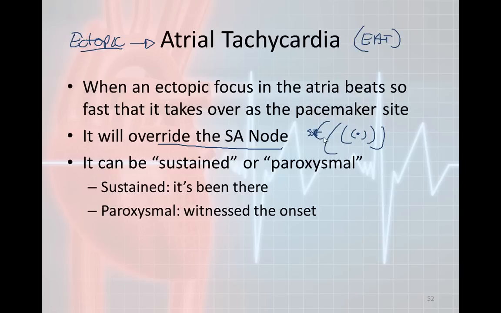Now, atrial tachycardias can be classified into either sustained ATAC or paroxysmal ATAC. Sustained means that it's been there and it's continuing. Paroxysmal either means you witness the onset or you witness the termination of the rhythm. It's considered paroxysmal. It comes and goes, basically, is what that means.